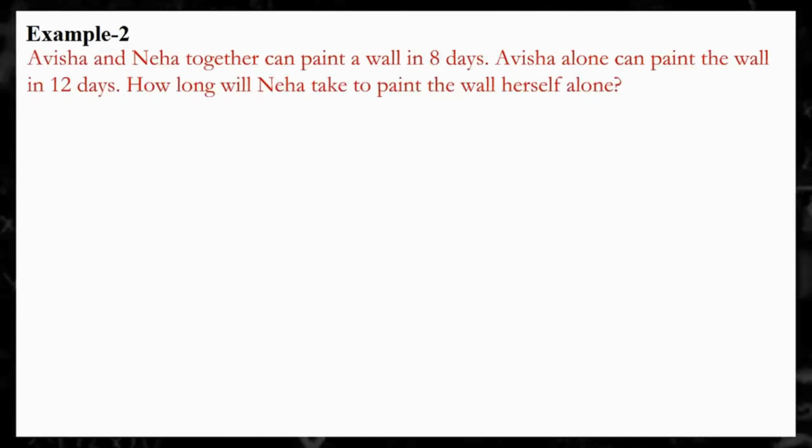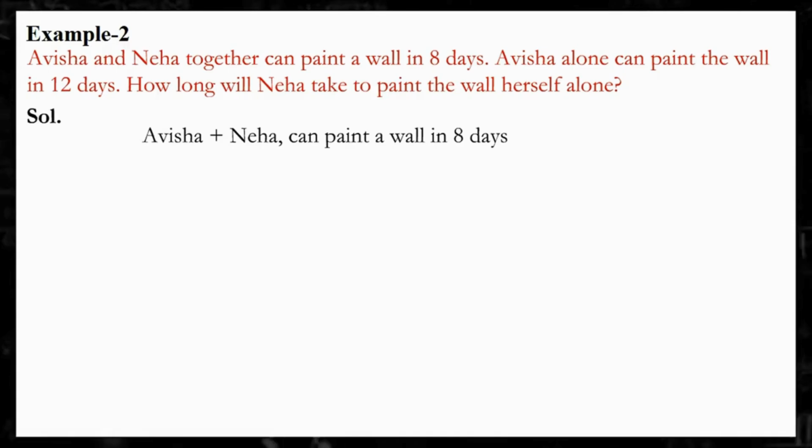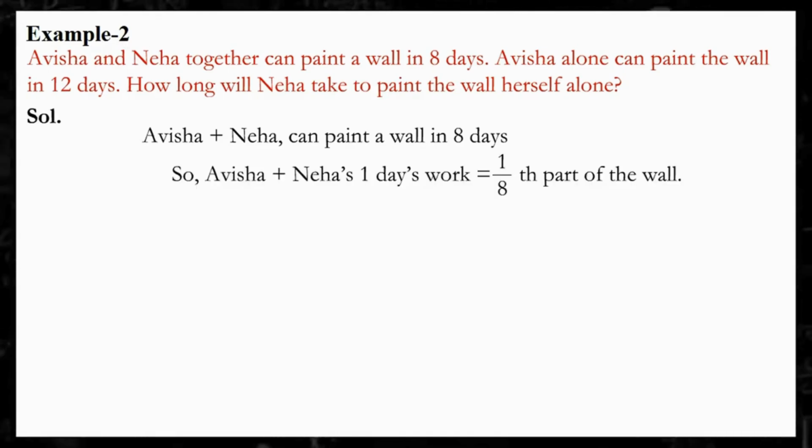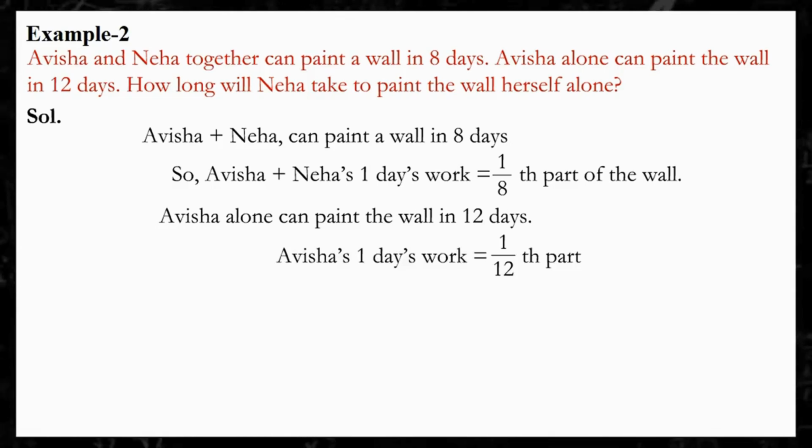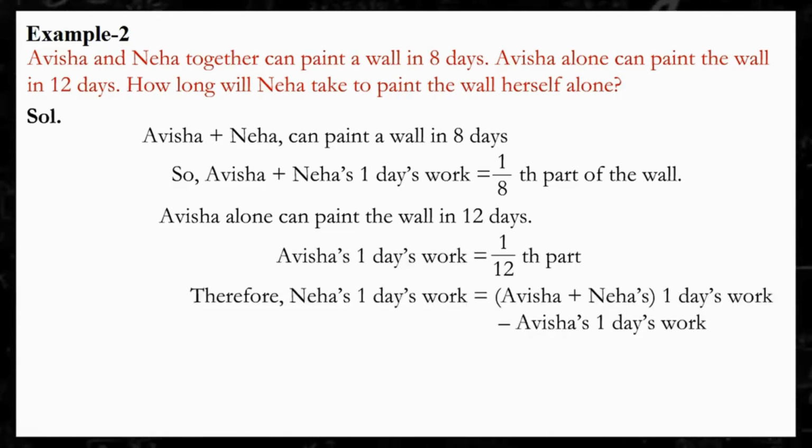Example 2. Avisha and Neha together can paint a wall in 8 days. Avisha alone can paint the wall in 12 days. How long will Neha take to paint the wall herself alone? Solution. Avisha plus Neha can paint a wall in 8 days. So, Avisha plus Neha's 1 day's work is equal to 1/8 part of the wall. Avisha alone can paint the wall in 12 days. Avisha's 1 day's work is equal to 1/12th part.